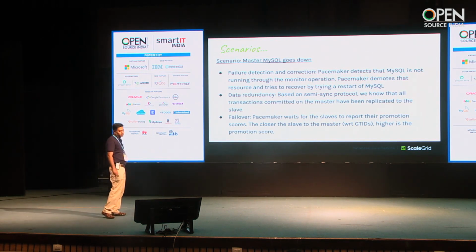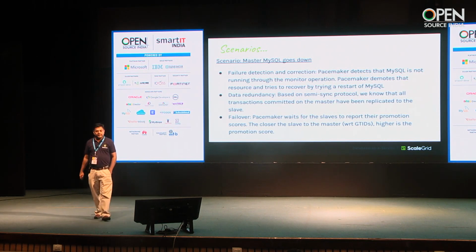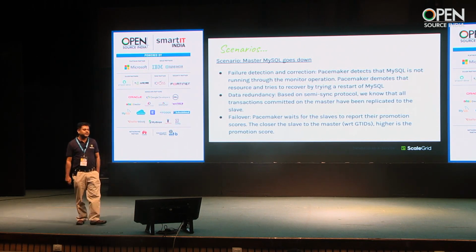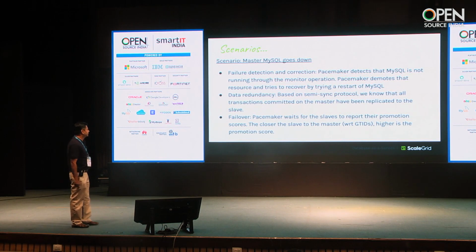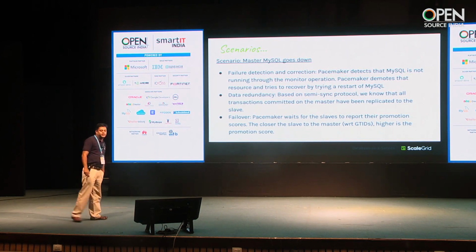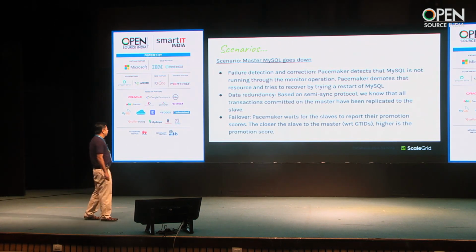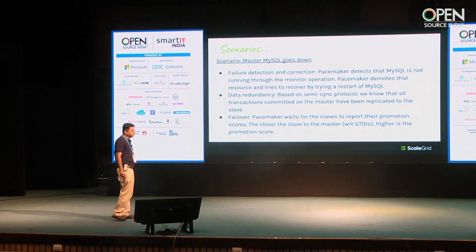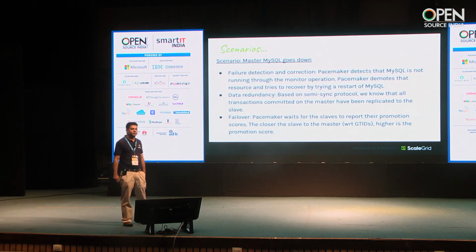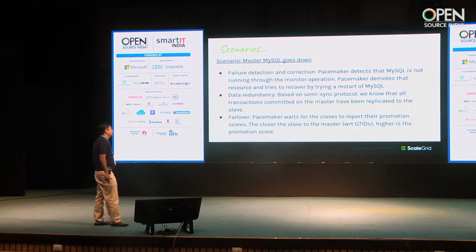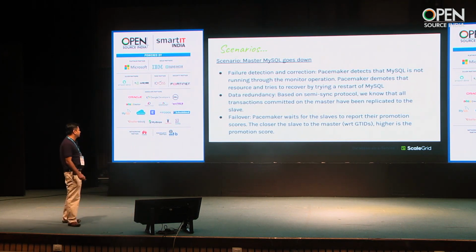So the third part is the failover. Basically, once Pacemaker sees that the cluster doesn't have a master or a primary, it is going to initiate a process for failover. And during failover, the slaves in the cluster are supposed to return what we call promotion scores to the Pacemaker.